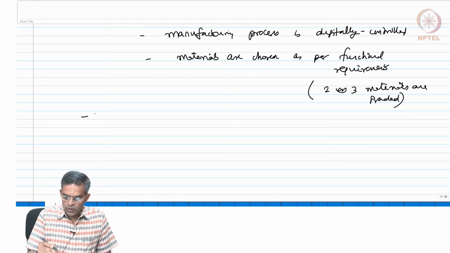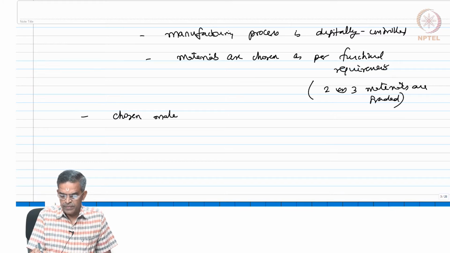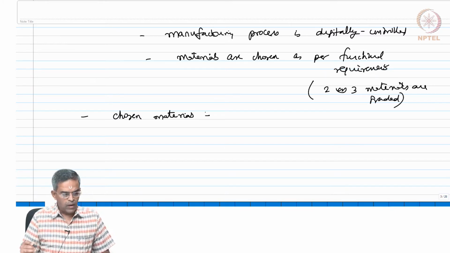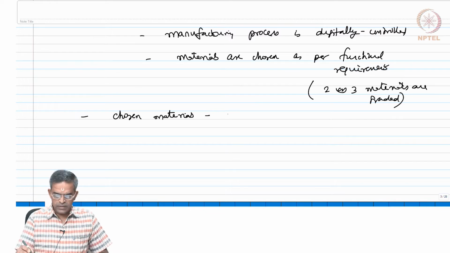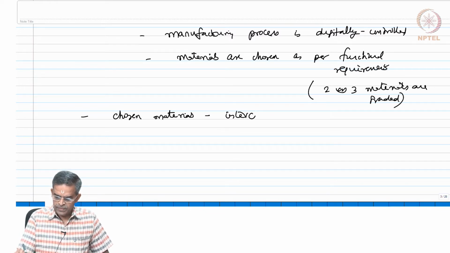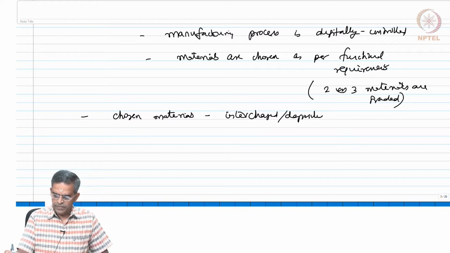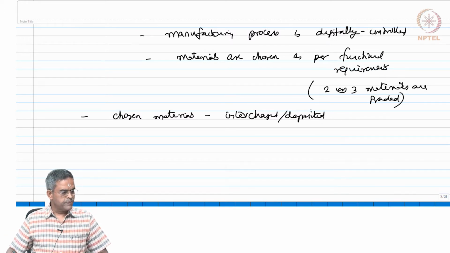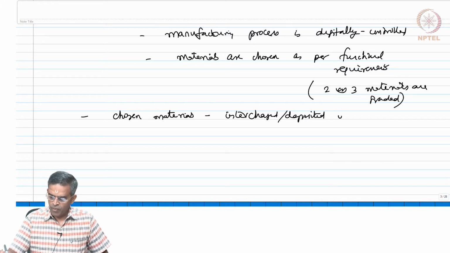So, in WAM what we do, these chosen materials are interchanged or let us say deposited in the form of wires.